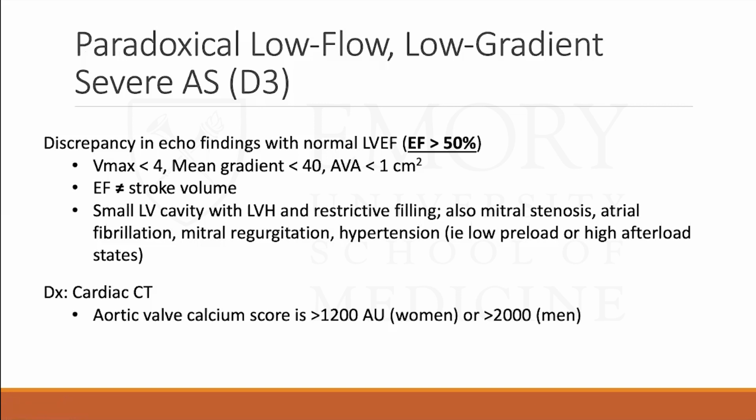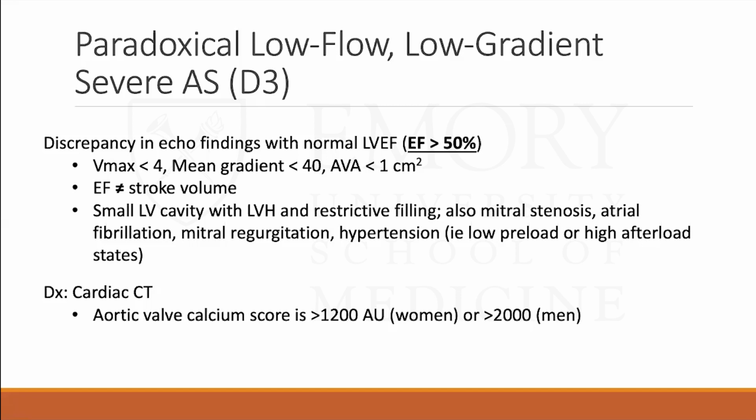So again, what is this? Now you have a normal EF, but your aortic valve area still suggests that it's severe, but your velocities and your gradients don't correlate. Why is that? How is that possible if someone has a normal EF but has low flow? Well, that's because EF does not equal stroke volume, right? EF is your stroke volume divided by your end diastolic volume.